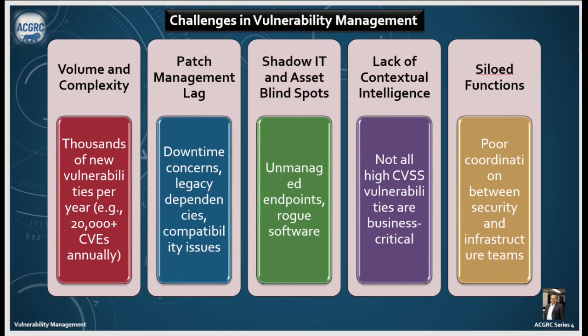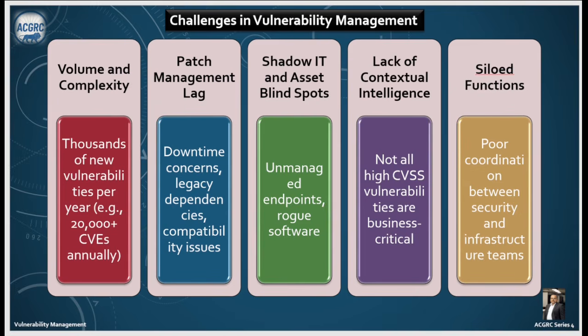The next is lack of contextual intelligence. Now, what's the challenge here? Well, many organizations rely only on technical severity like the CVSS and do not consider business risk or real world threats. Why is it a problem? Well, a less severe issue on a customer facing system might be riskier than a high severity issue on a test server. Simple example, it's like fixing a leaky tap in a storage shed while ignoring a broken main pipe in your kitchen. Hope you understand the context.